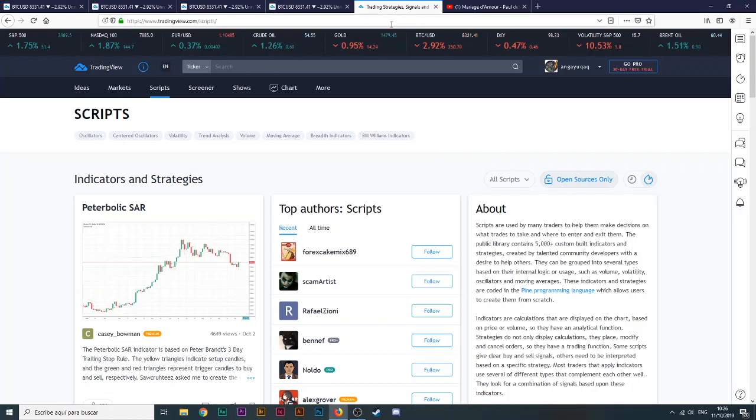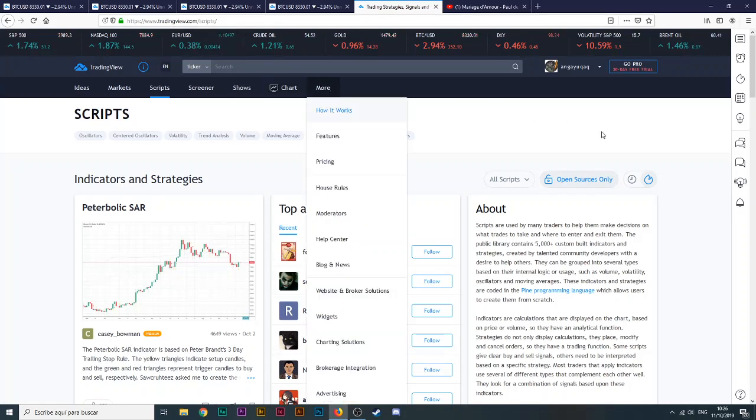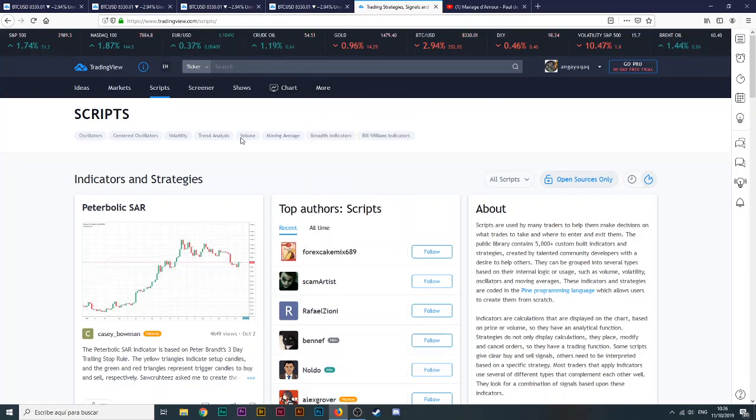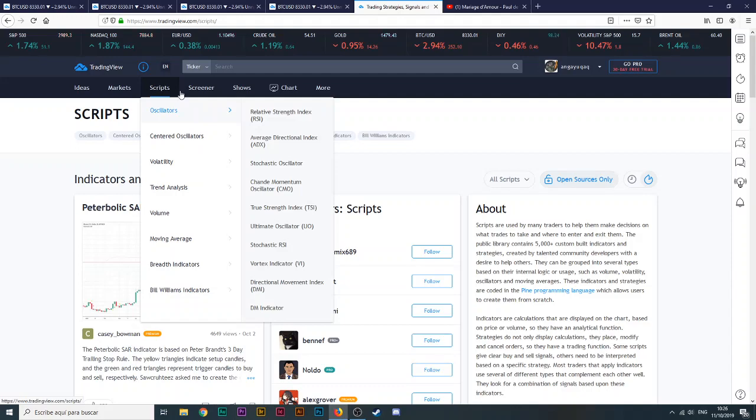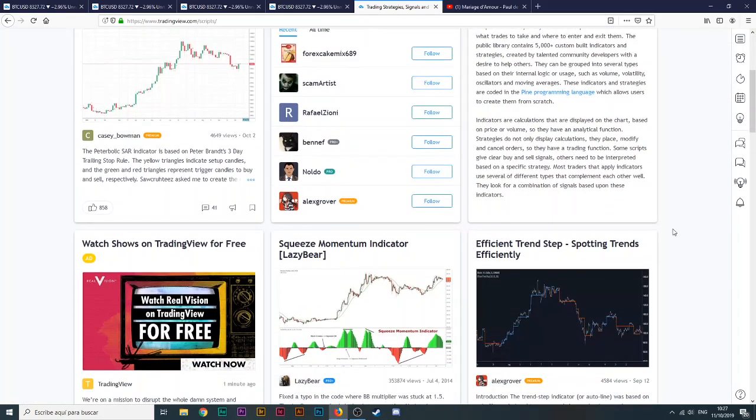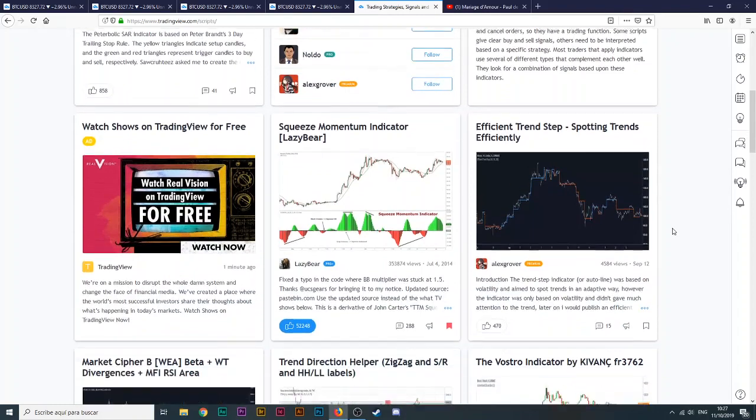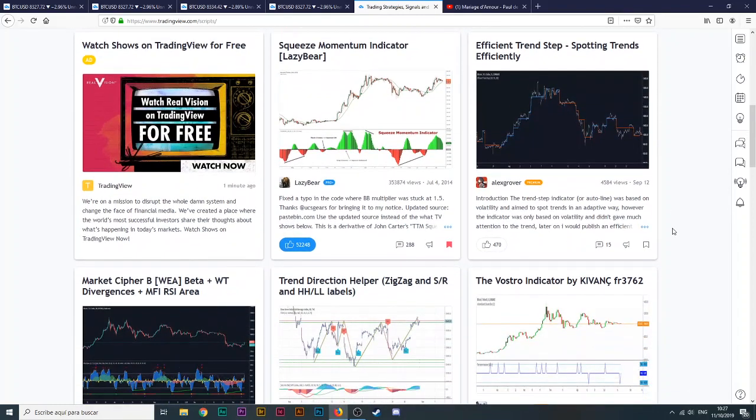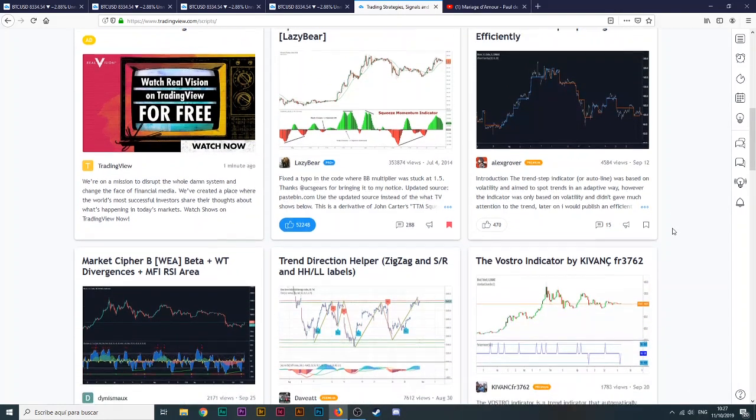Today I want to look at trading strategies on TradingView. You can create a TradingView account at tradingview.com. Once you get into the TradingView account, you go into scripts and look at the scripts, and what I'm using today are trend indicator strips.